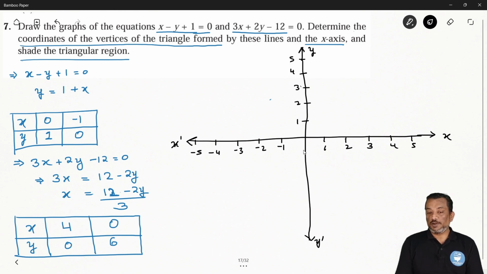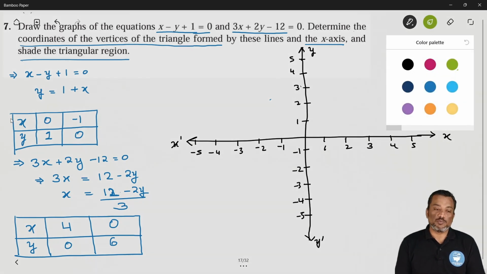Now negative y-axis, -1, -2, -3, -4, and -5. Okay, now you got this one. Okay, now after all this, what is our task? To plot the graph. Okay, so we plot them one by one.